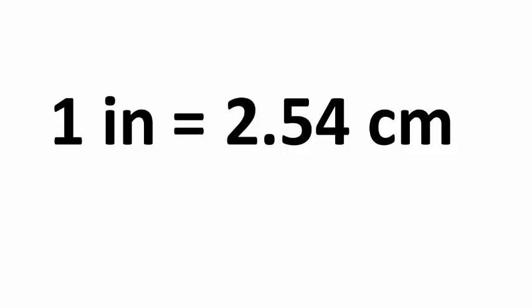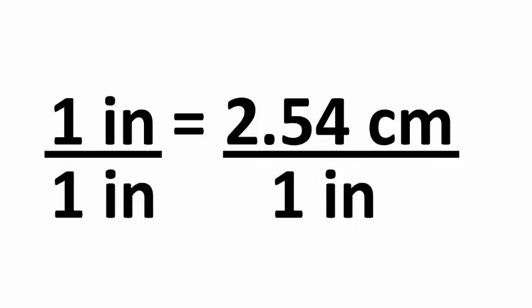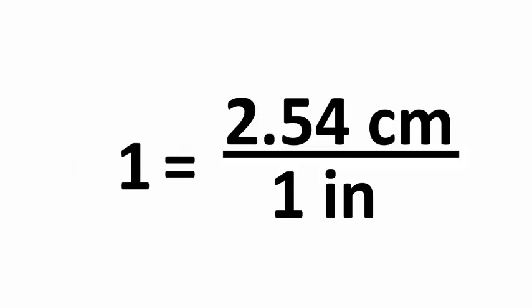Knowing this conversion factor, we can convert any length from centimeters to inches and vice versa by creating what we call the unit number and using dimensional analysis. To create a unit number, we divide one side of the equation with itself. For example, we can divide the equation by 1 inch. Any number divided by itself is equal to 1. So 1 is equal to 2.54 centimeters over 1 inch, or it's equal to 2.54 centimeters per inch.